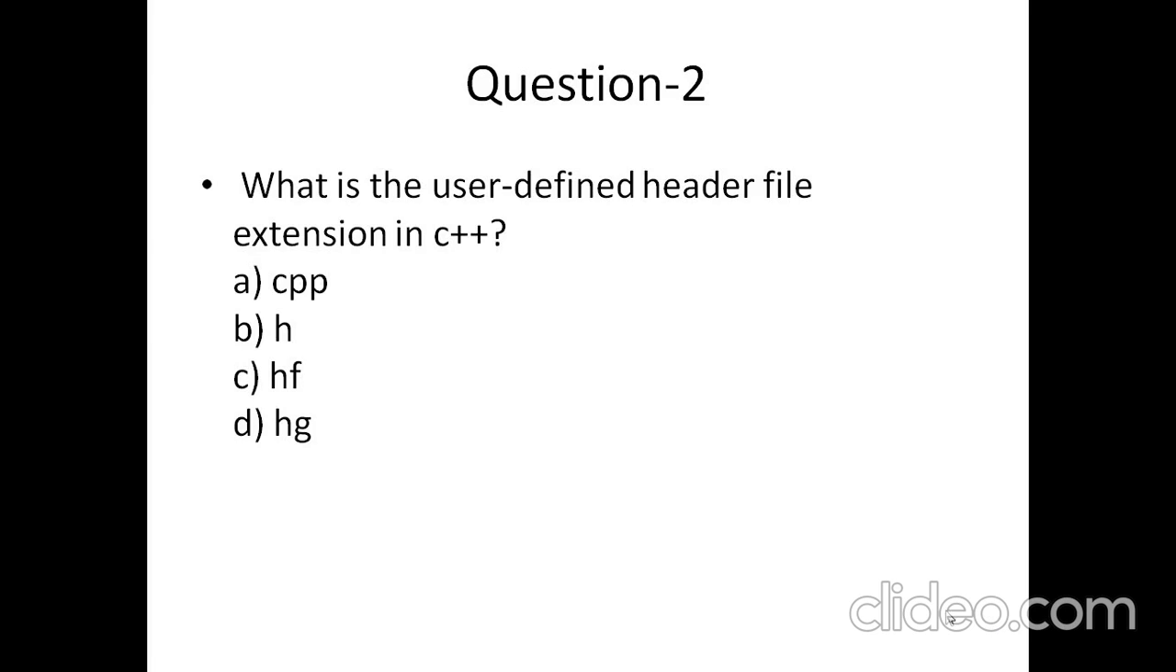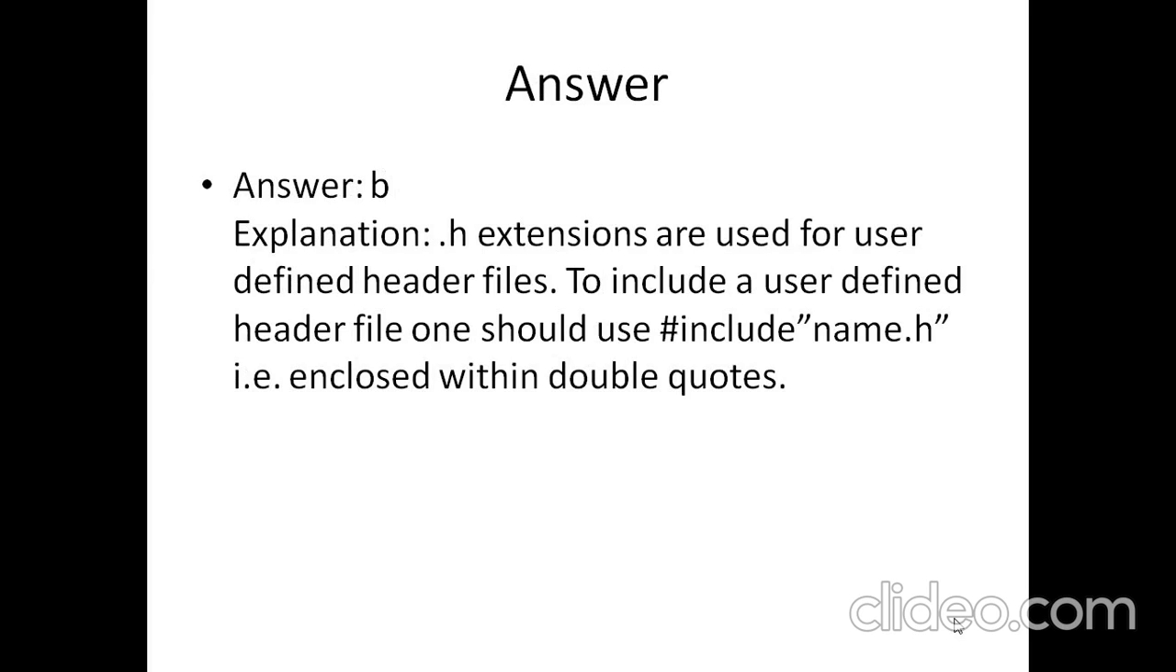Okay, the answer is B. What is B? The .h extension. The .h extension is used for user defined header files. Generally, header files are represented within angle brackets, and another way is to enclose them within double quotes after #include. In double quotes you can mention, like iostream.h, name.h, standard input output library .h, like that.